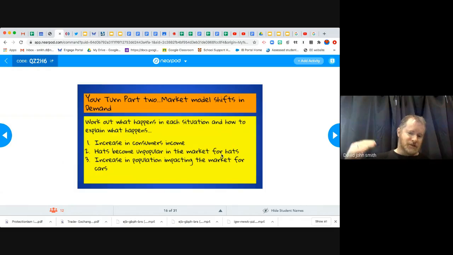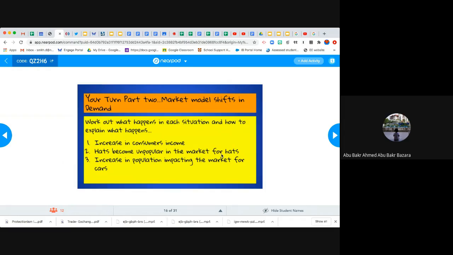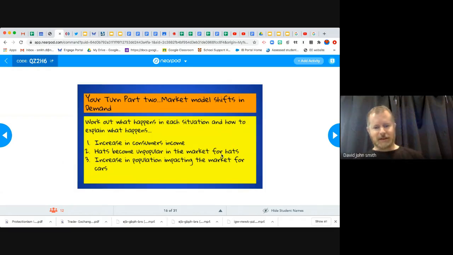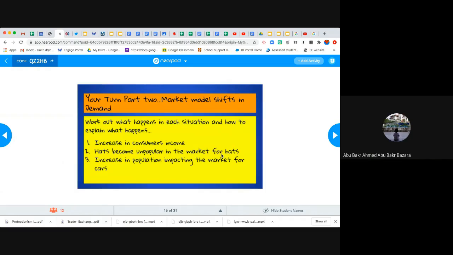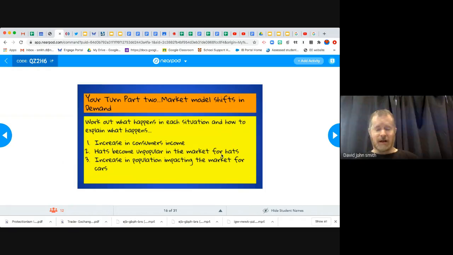When the demand curve shifted to the right, the equilibrium price increased, and the equilibrium quantity increased. If demand shifts to the left, what happens to equilibrium price and quantity? Would price go down? Yes, well done. And the quantity? Of course it's going to go down. It's going to go down as well. So those are your options.